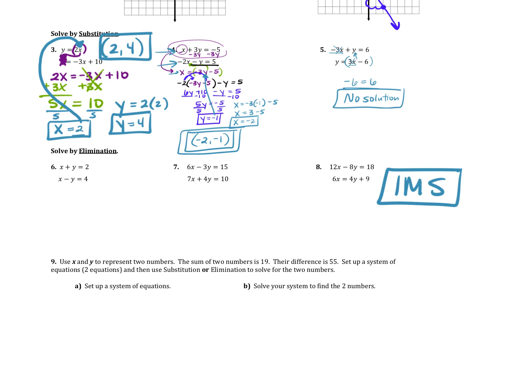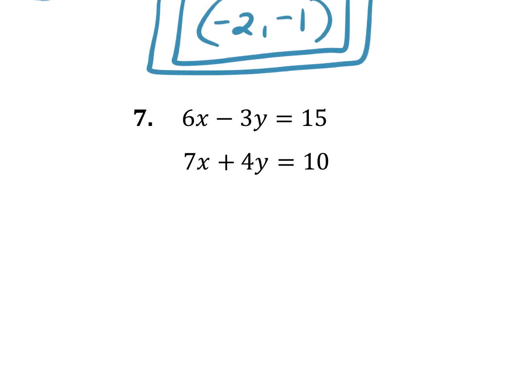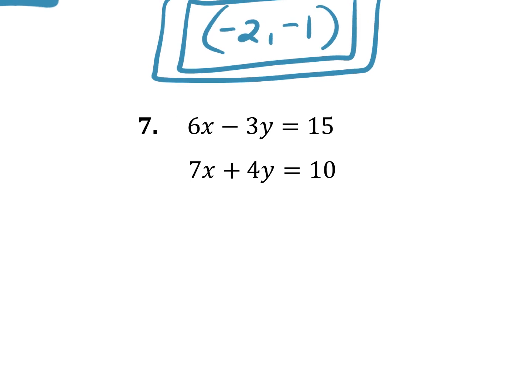Okay, and then elimination. This one, we'll do one just like this right here. So I'm going to skip number 6 right now, but I want to do number 7 with you. On number 7, you have to multiply both equations by something. You cannot get opposite coefficients for your x's with only multiplying 1, and you cannot get opposite coefficients with your y's with only multiplying 1. So we're going to do both.